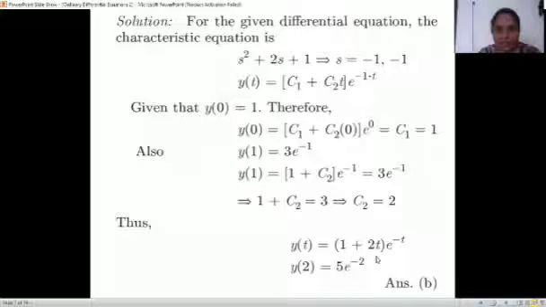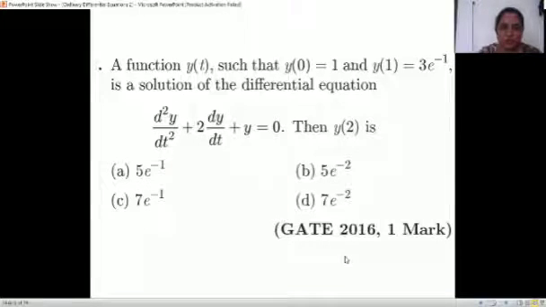But you have been asked the question y of 2, that is we have to put t is 2. So after putting t is 2, we get 4 plus 1, 5 e raised to minus 2. So your correct option will be answer B.